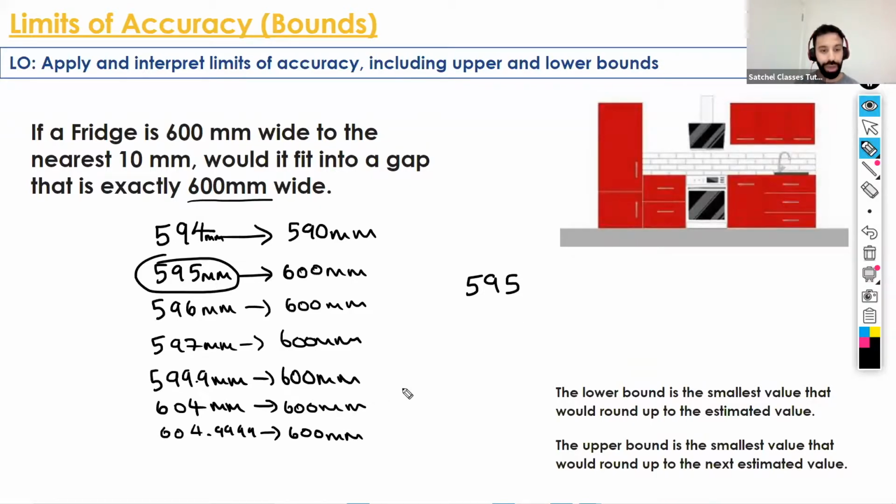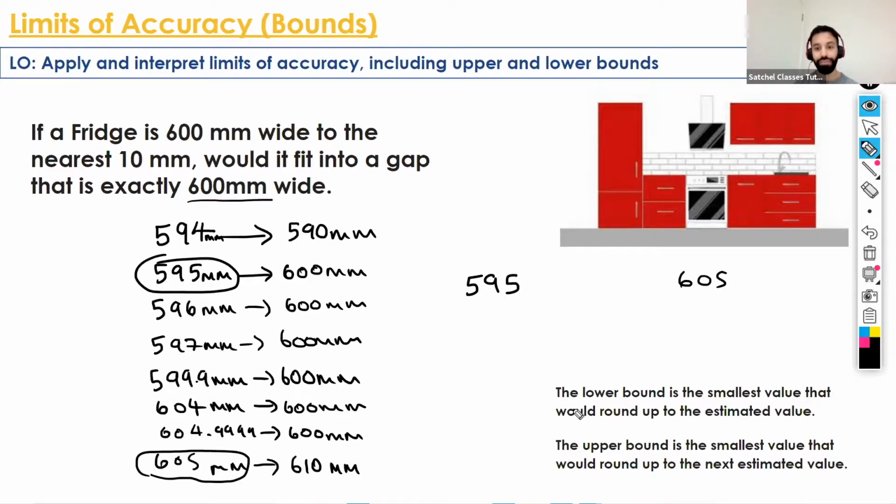And then what is our upper bound? Well, we said the fridge could be 604.999. It can't, however, be 605 millimeters, because 605 to the nearest 10 would round to 610 millimeters. However, the upper bound we would write as 605. So this over here, 605 would be our upper bound.